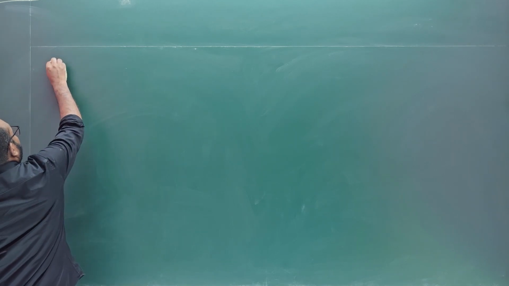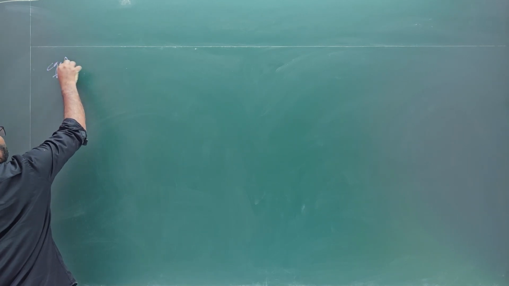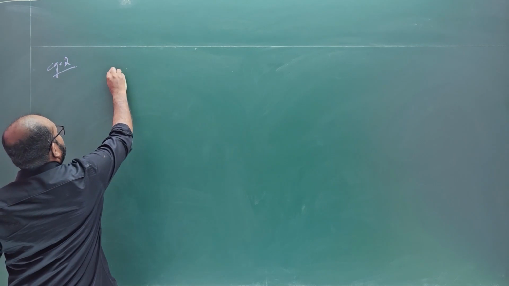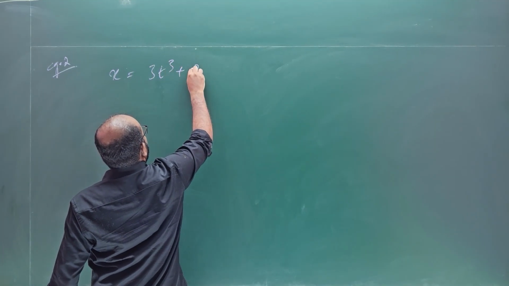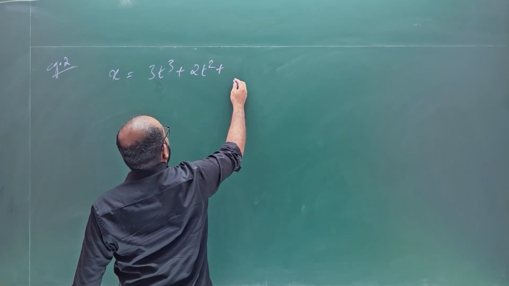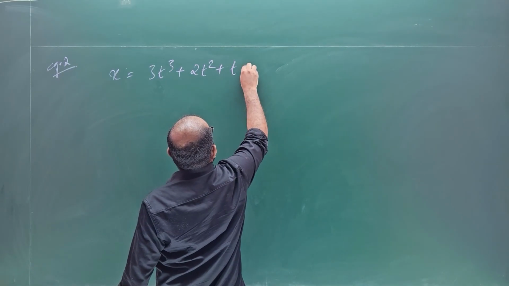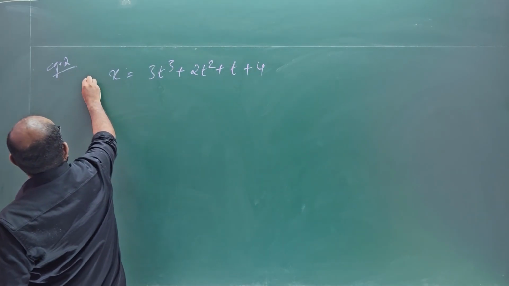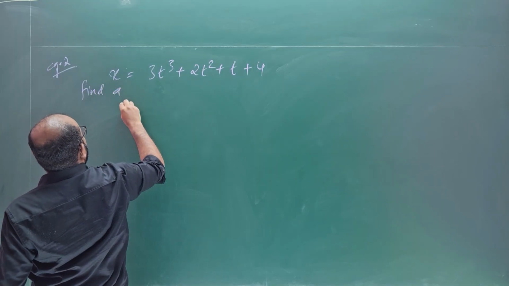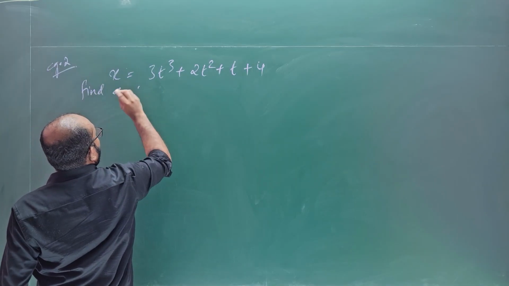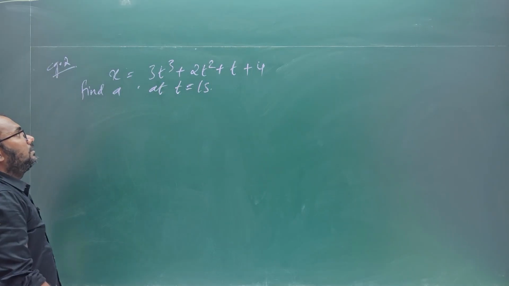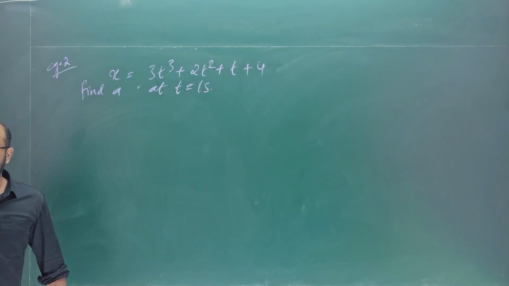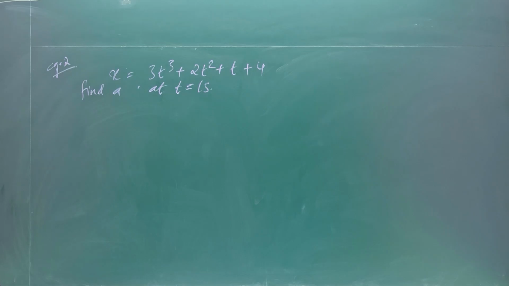Okay, example number 2. x is equal to 3t cube plus 2t square plus t plus 4. Find acceleration at t equals 1 second. Differentiate this two times, you will get acceleration. Substitute the value of t, you will get the answer.